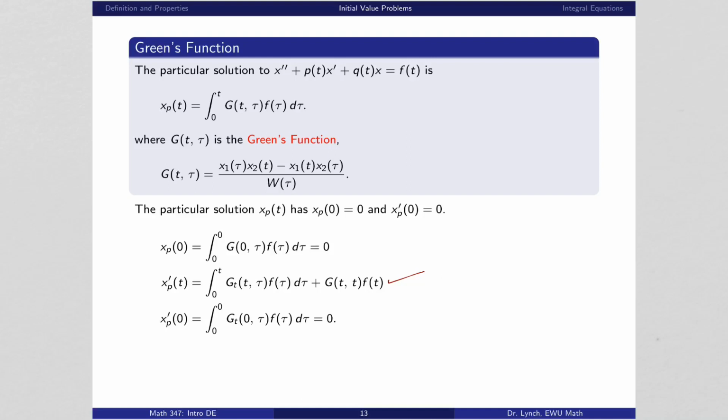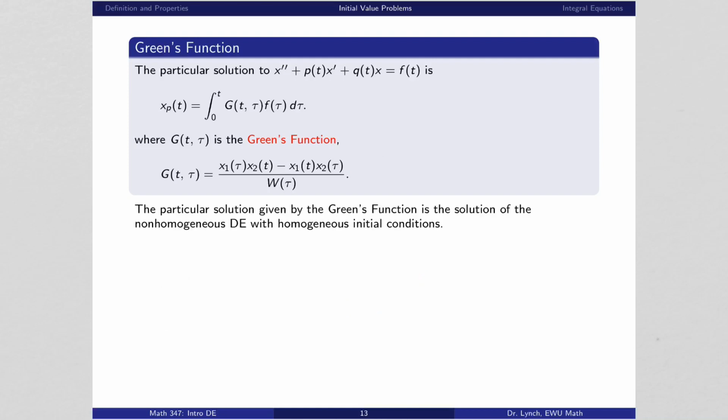Okay, so in order to see that, just take the derivative. It requires a little bit of a Leibniz rule. It's quick actually to see that g of t and t is equal to 0, and it's also quick to see that when you plug in 0 to this integral, you get 0. Okay, so we often say that this Green's function is the particular solution that satisfies a non-homogeneous differential equation with homogeneous initial conditions, right? So again, x of 0 and x prime of 0 are all 0.